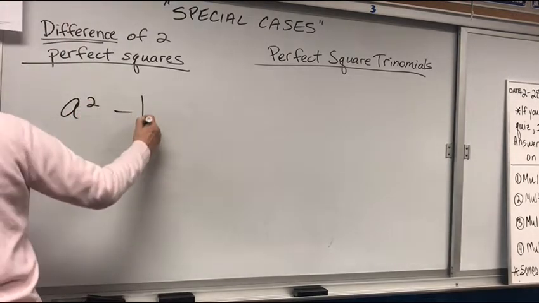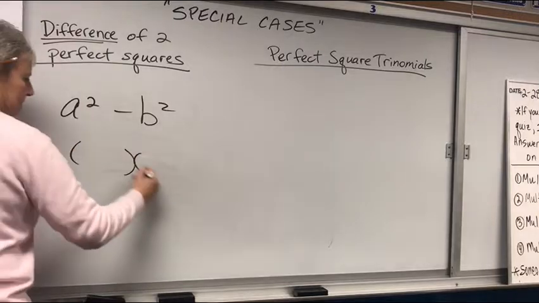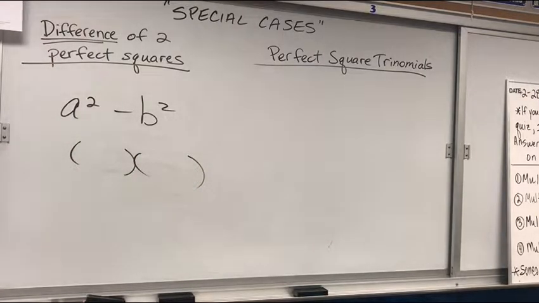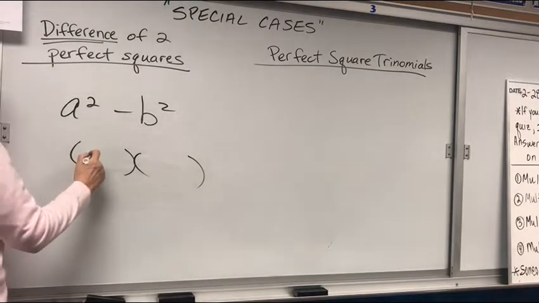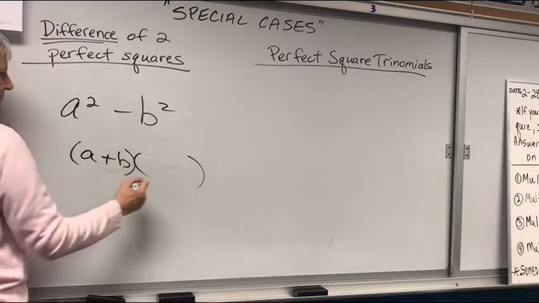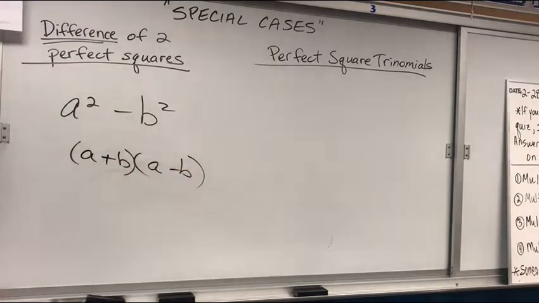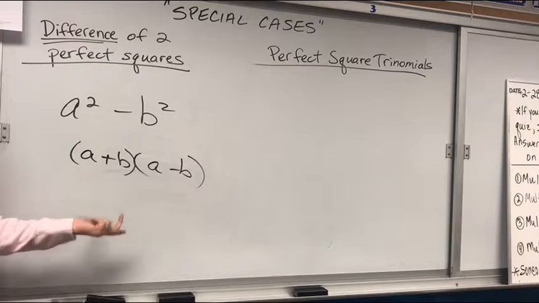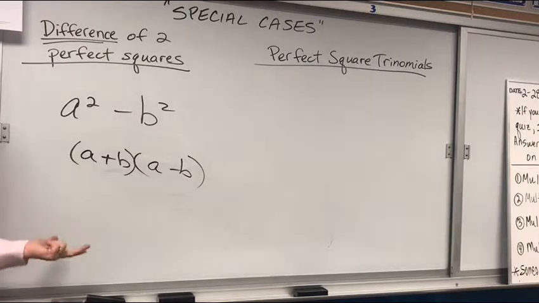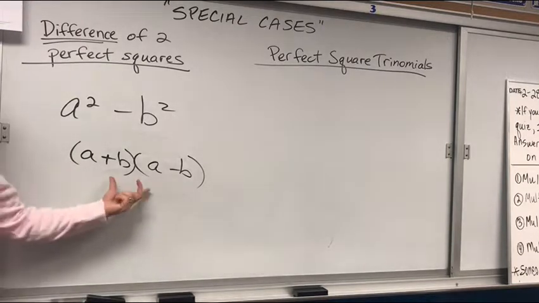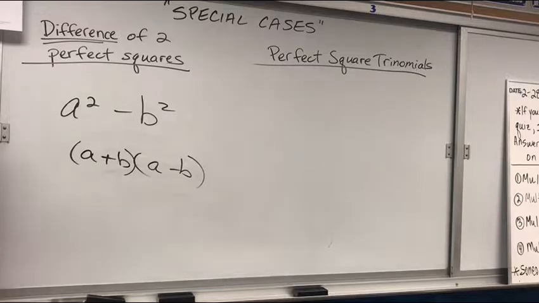All right, what would this be? A squared minus b squared. It'd be a plus b and a minus b. And that's basically the definition of two perfect squares. One's plus, one's minus. After you factor, you can always check it.